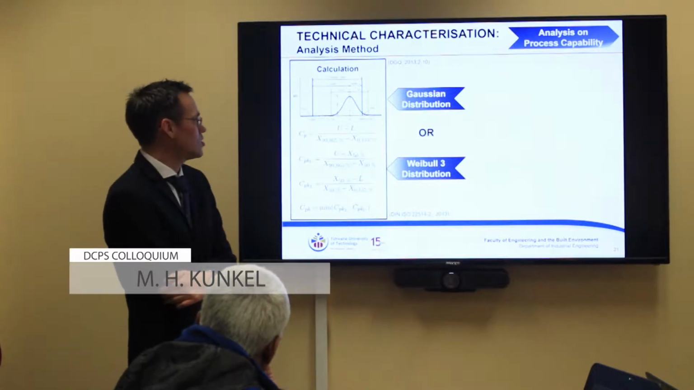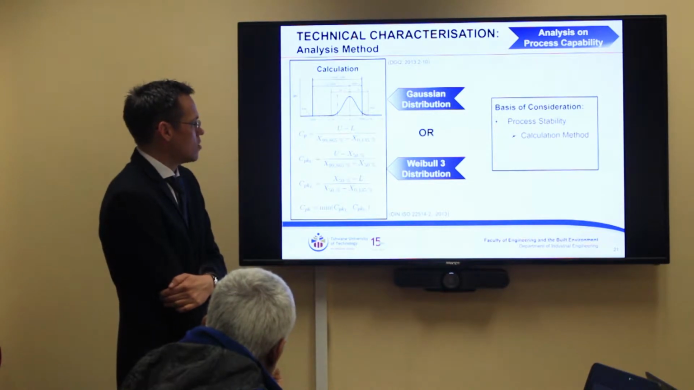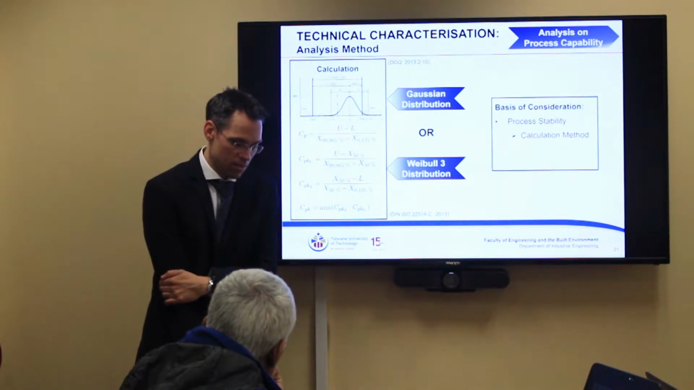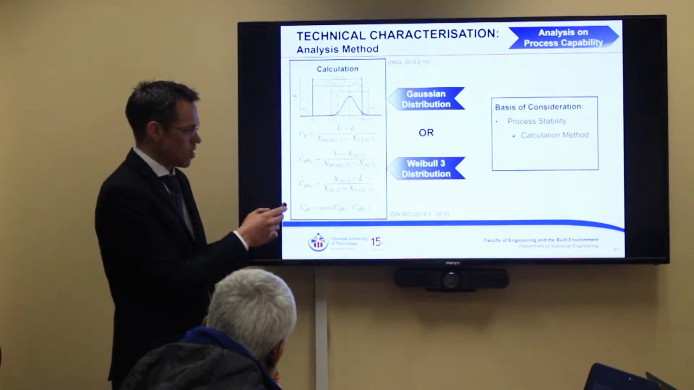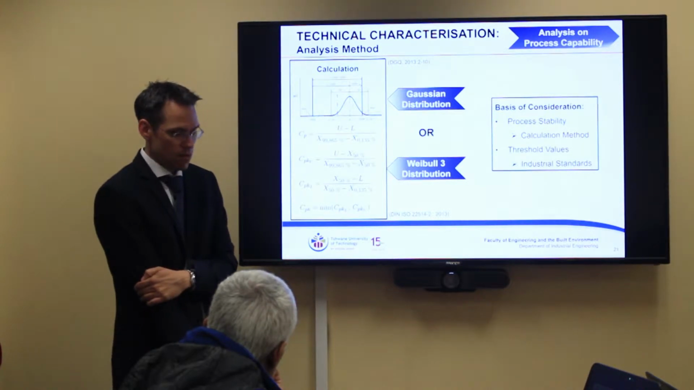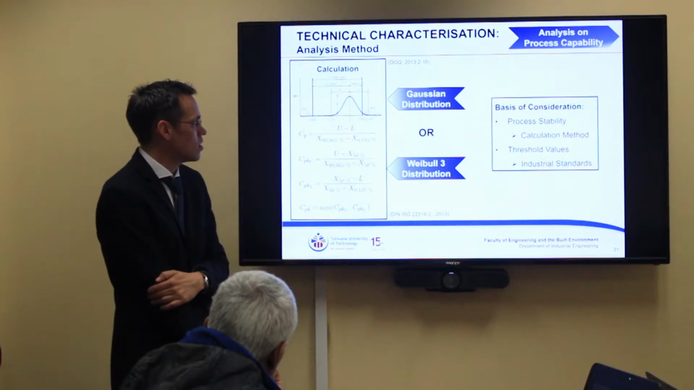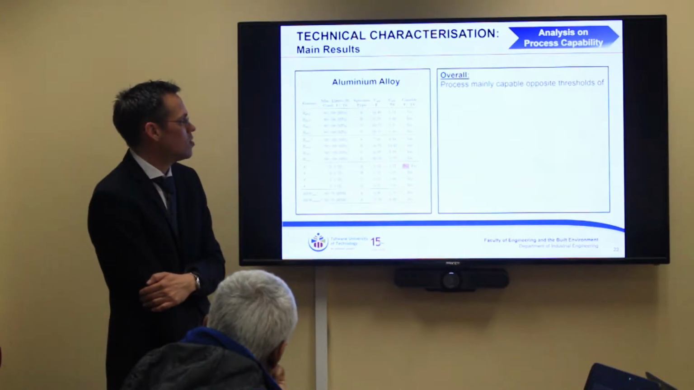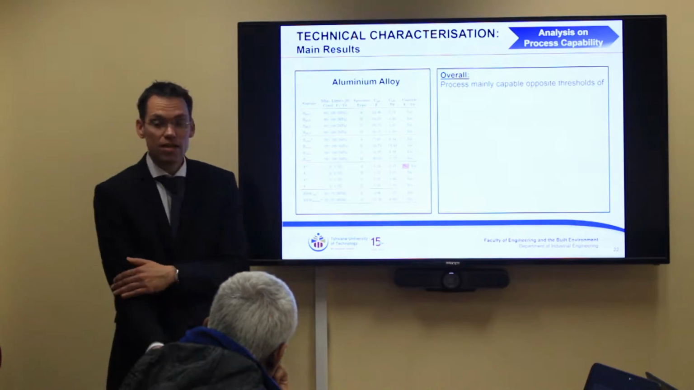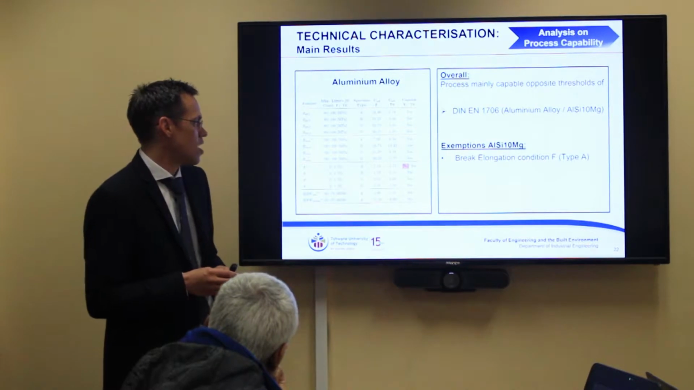So the third step was the check for process capability. Here the calculation method is predetermined by the process stability as it was determined in the previous step. As limit values, the material thresholds provided in industrial standards were used. So basically the finding here was that the process is mainly capable of providing the material properties as they are required in industrial standards. There are only few exceptions for aluminum alloy.